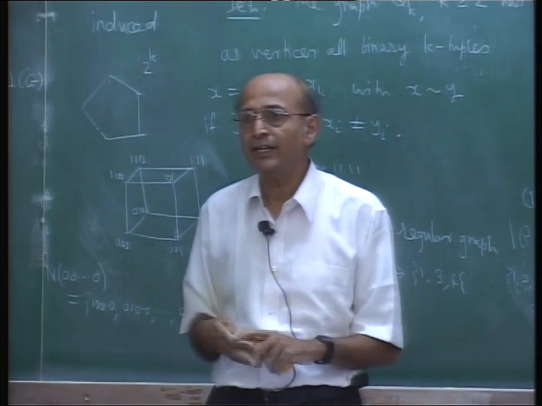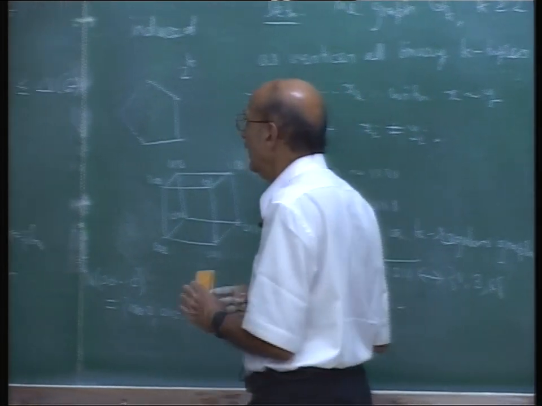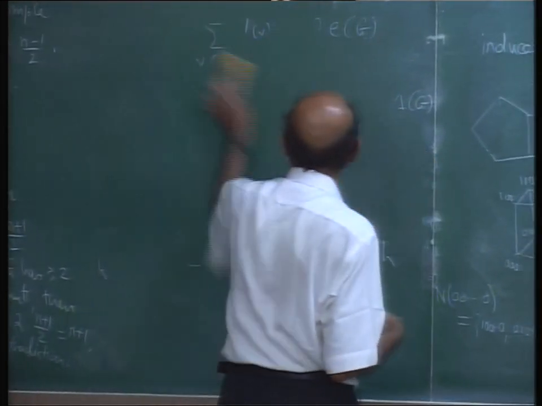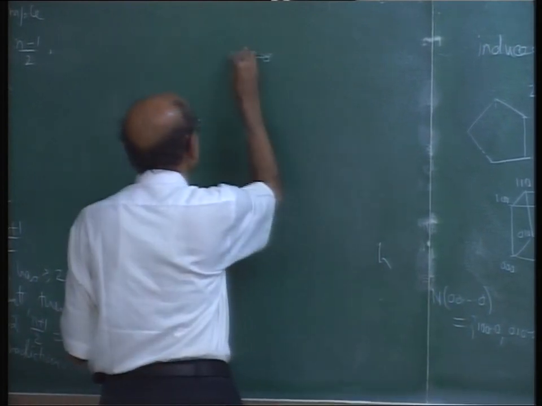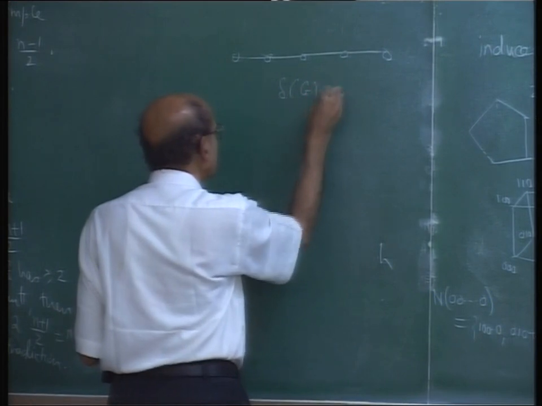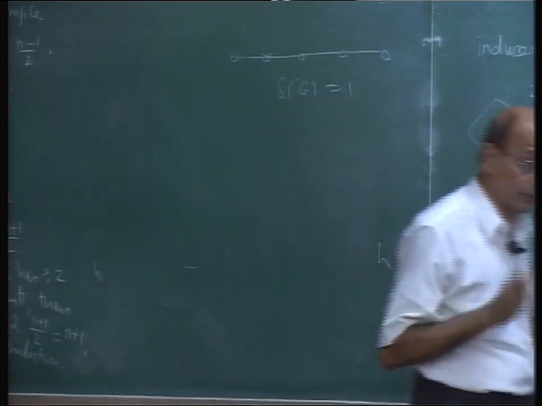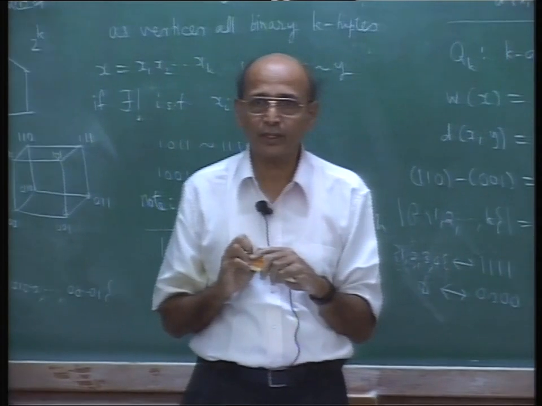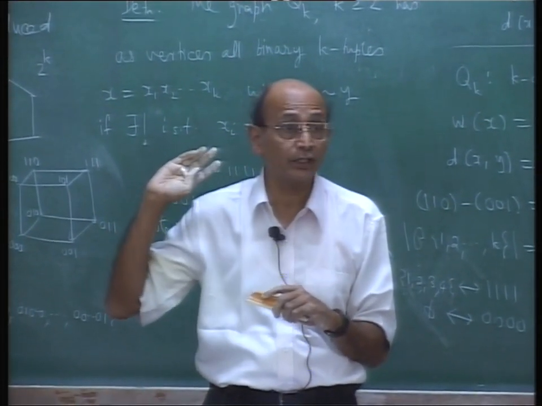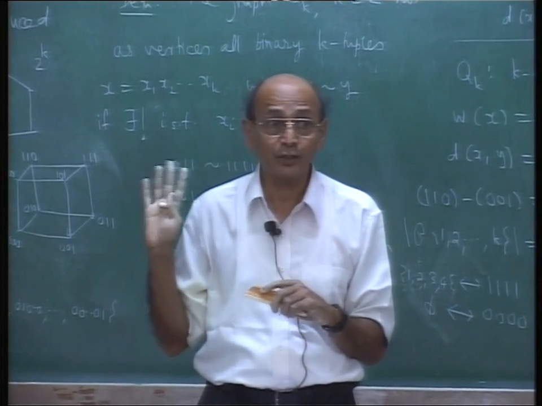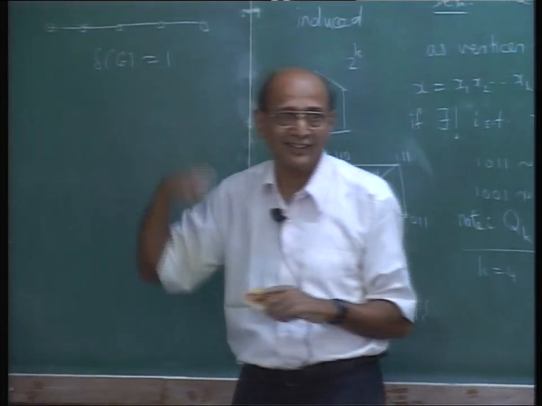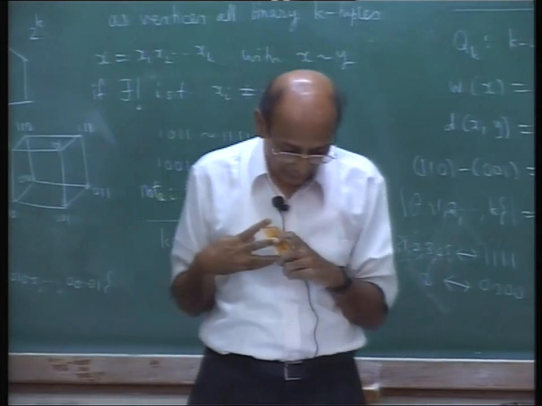The thing is, you don't really need this. For example, if you take a path or even a cycle, the minimum degree is quite low. What is delta of G? And still it is connected. So that condition given in that theorem is only a sufficient condition. It is not necessary. Not at all necessary, in fact. You can really have delta of G very small.